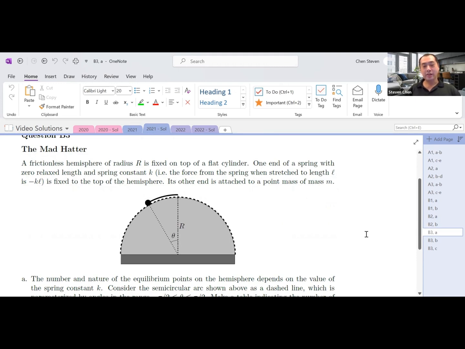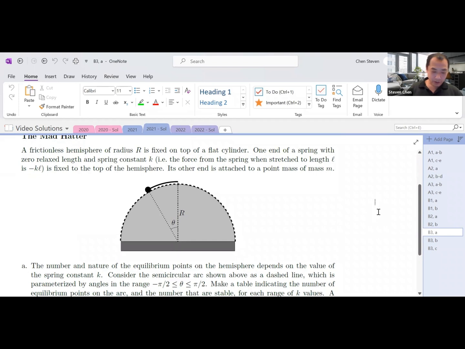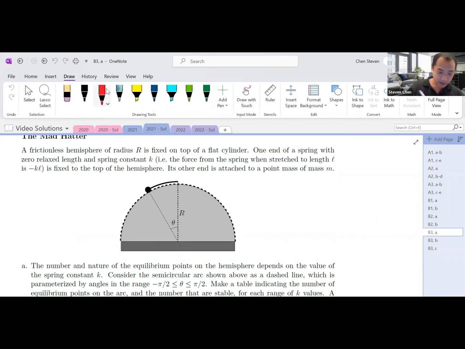So part A tells us the following thing. We are given the hemisphere. So basically, this is the half ball, right? And then we have a point mass, right? It is connected to a spring that is at the North Pole. So the relaxed length is 0. The spring constant is K. Okay. So the position of the ball is characterized by using the following general coordinate data.